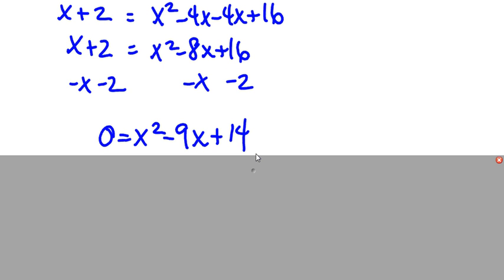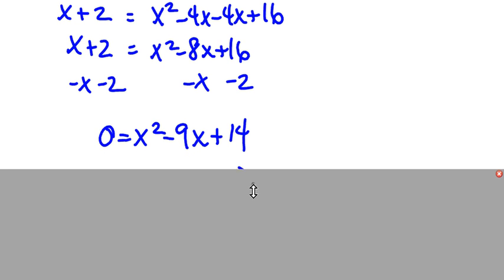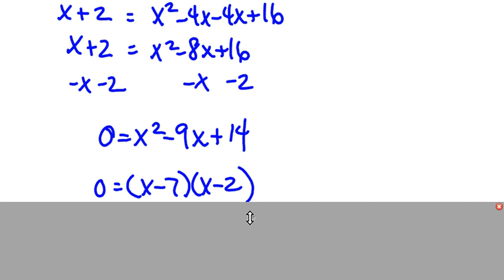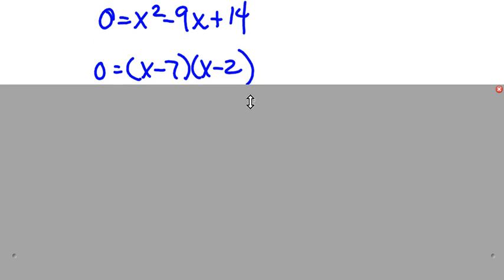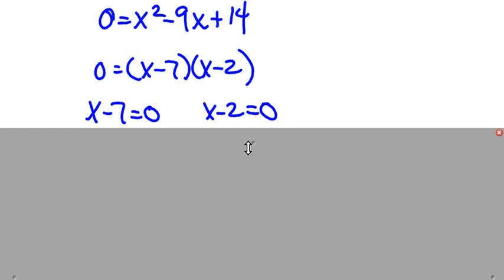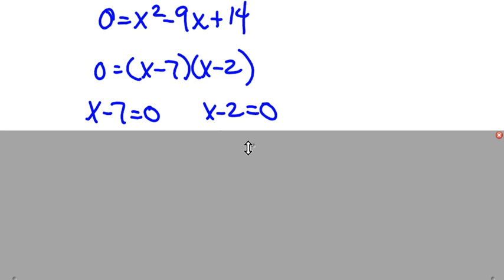Well, 14 I know comes from 7 times 2, and I could probably use a 7 and a 2 to make a -9. To make both of them true, both items would have to be negative. So we've got factors of x minus 7 times x minus 2. When you're factoring, remember, we're trying to make it equal to 0. That means one of those factors has to be 0. So it could be x minus 7, or it could be x minus 2.